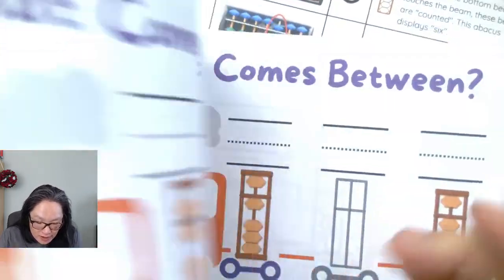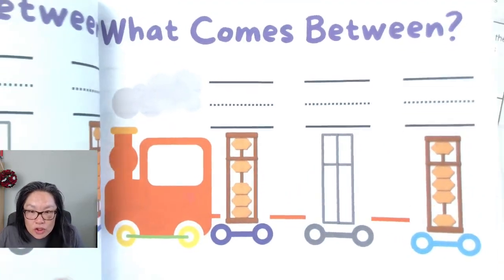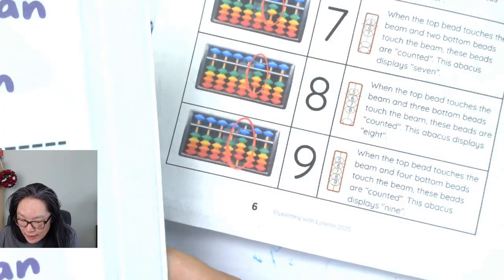So we did some bead recognition. We had some people that came in and were like, I don't understand. That's fine. That's fine. So what we're going to do is we're going to do some adding and subtracting.